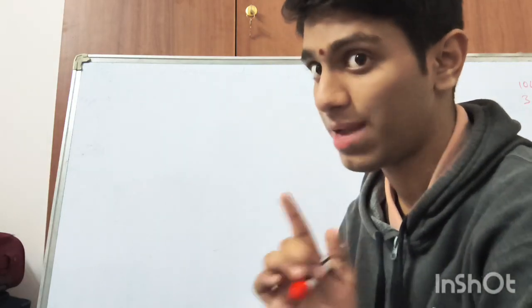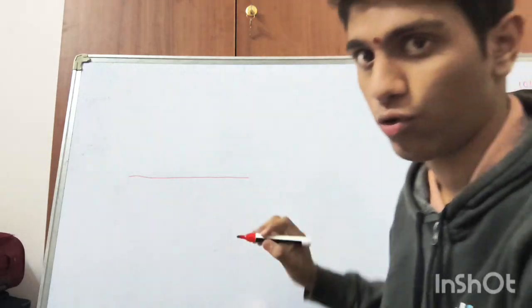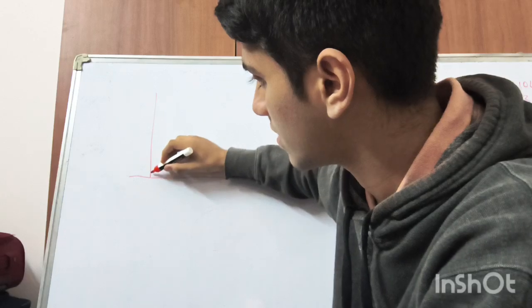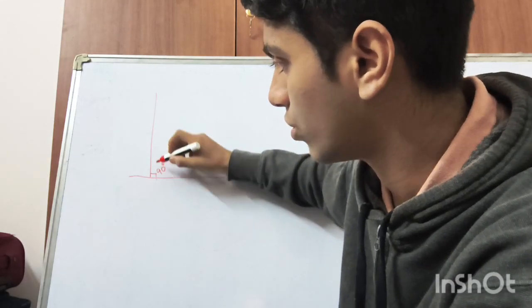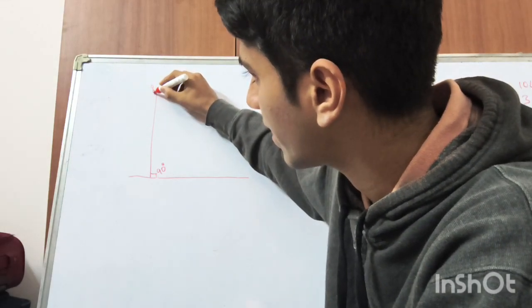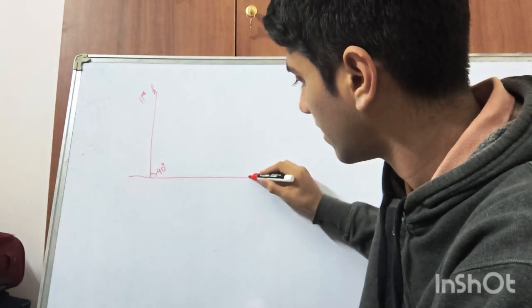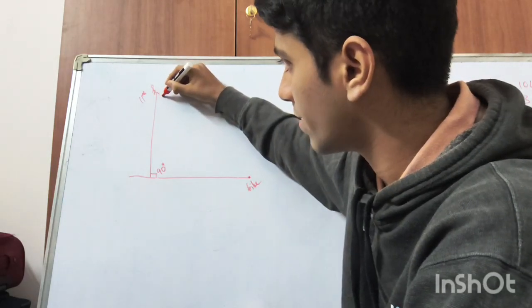Now, some of you might be wondering, why are we doing all of this? Let me show you. Let's first assume that this is the ground floor, okay? And this is the building, which is exactly 90 degrees to the ground, basically perpendicular to the ground. And I am here at the 11th floor, okay?